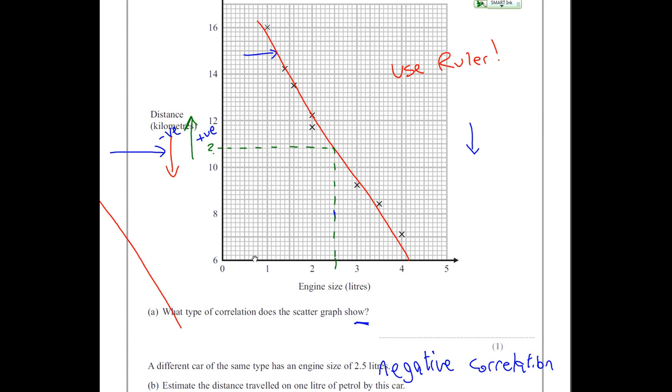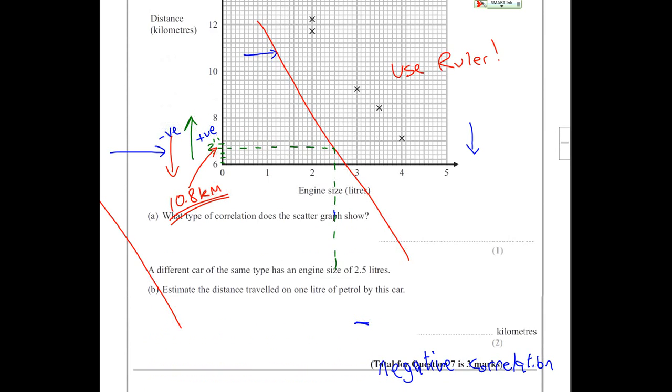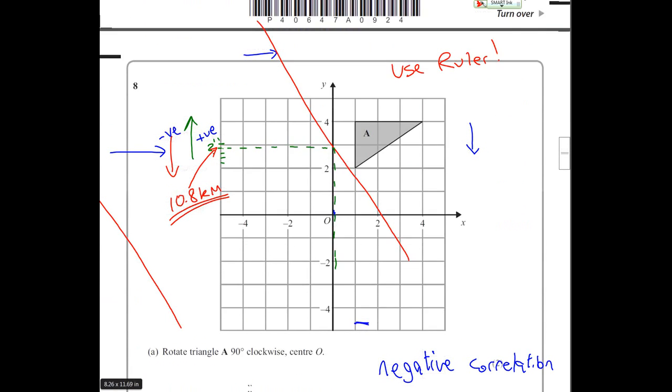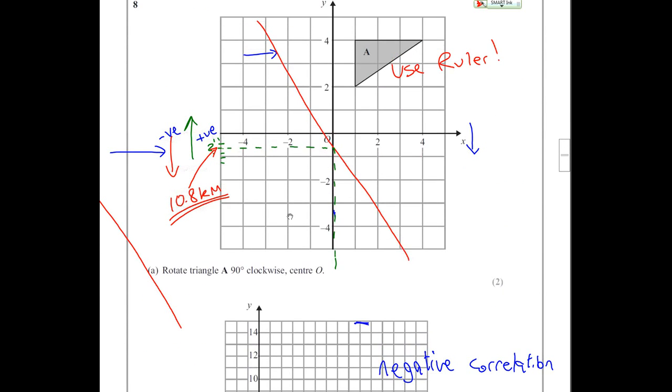Now, because it goes from 11 here, and you go 1, 2, 3, 4, 5, that means that each little square is 0.2. So this is going to be 10.8 kilometres. That's your answer for part B. That's how much that car with a 2.5 litre engine can drive on 1 litre of petrol. It's just an estimate because it's from a line of best fit.